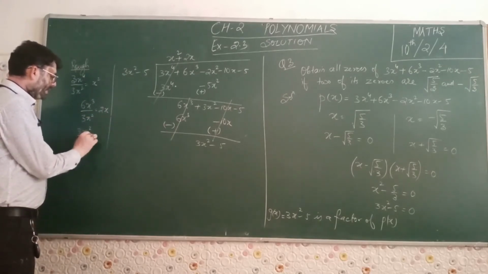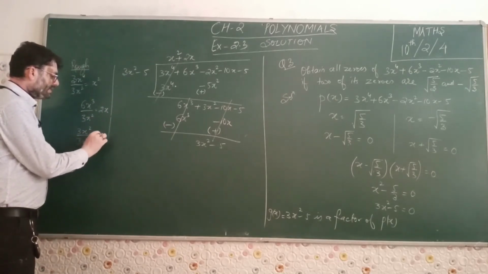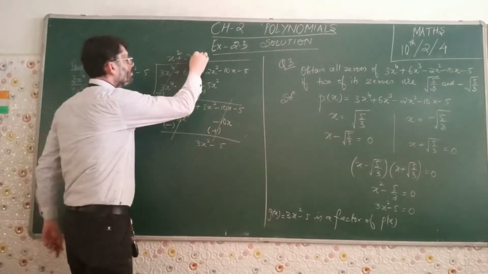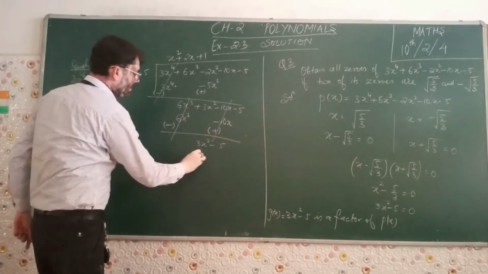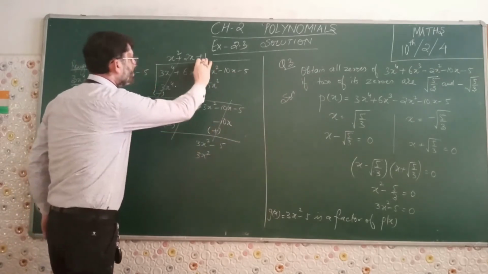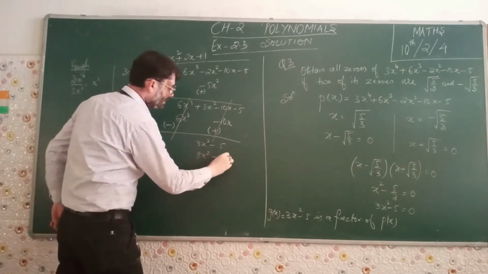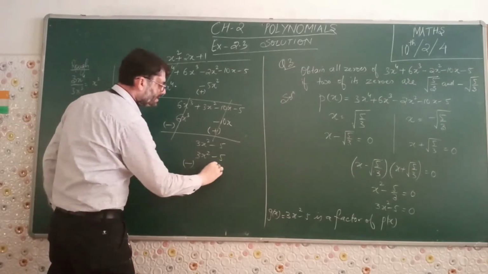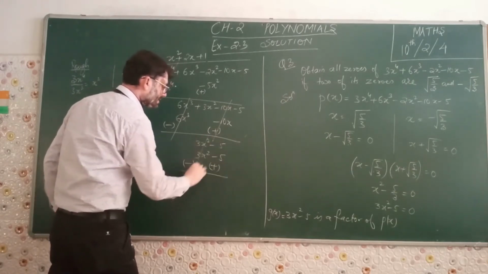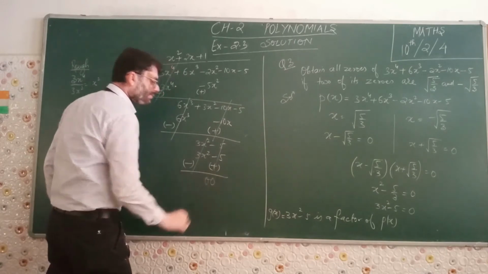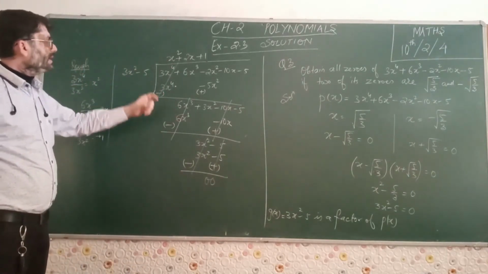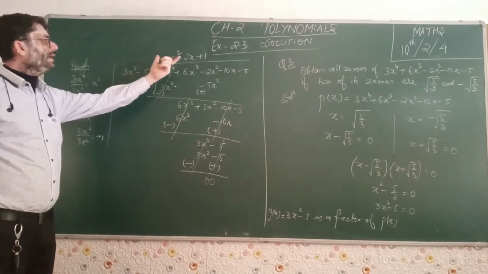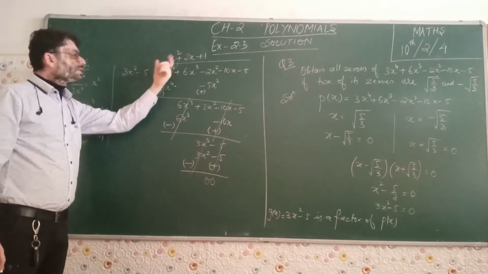So 3x squared divided by 3x squared is plus 1. So this is plus 1. Plus 1 into 3x squared is 3x squared, and plus 1 into minus 5 is minus 5. Subtracting, the plus becomes minus and minus becomes plus, and this cancels. So the remainder is 0. Now we have divided p of x by g of x and obtained the q of x. The quotient part is here.